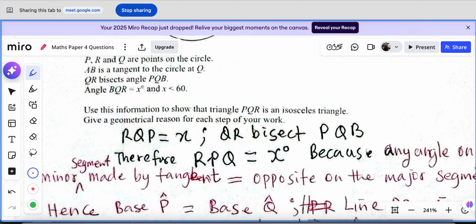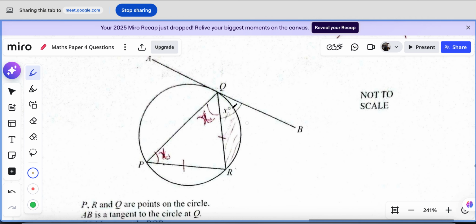That's one. Then another thing you can say is that any angle made by the tangent to a circle on the minor segment is equal to the angle of the circumference on the major segment. Okay, this side is the major segment.